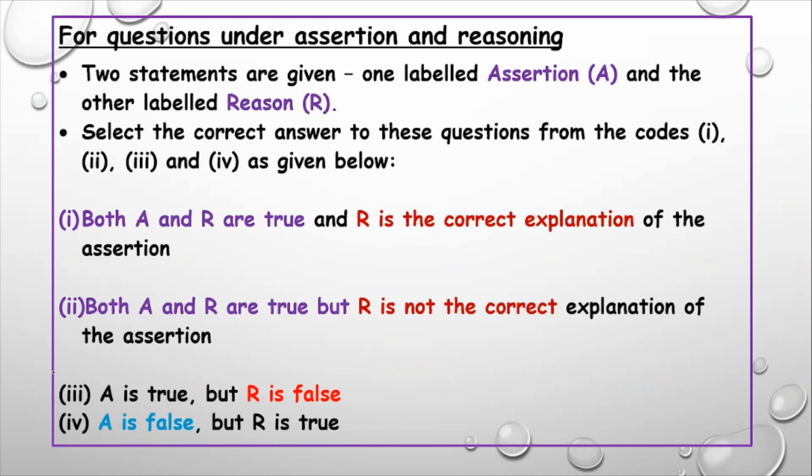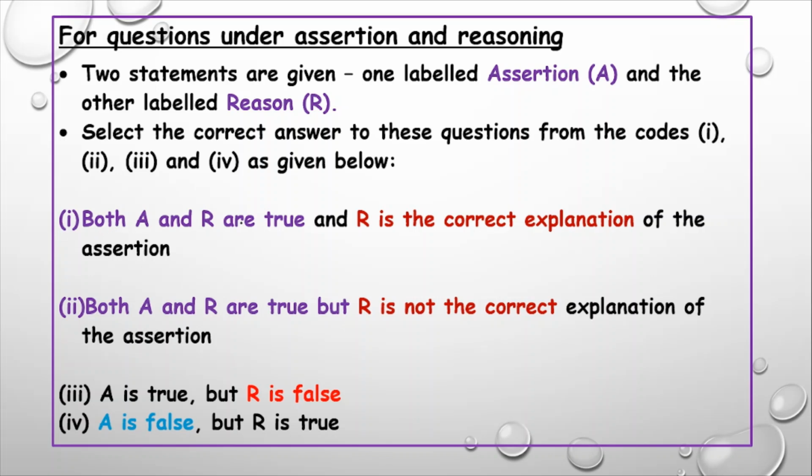We all know very well assertion and reasoning questions are question number 19 and 20 in our question paper, which contains first 20 questions as MCQs. So among the first 20 questions, question number 19 and 20 are assertion and reasoning questions. In assertion and reasoning question, a statement of assertion will be given and a statement of reason will be given. Below that you will be given four options like this.